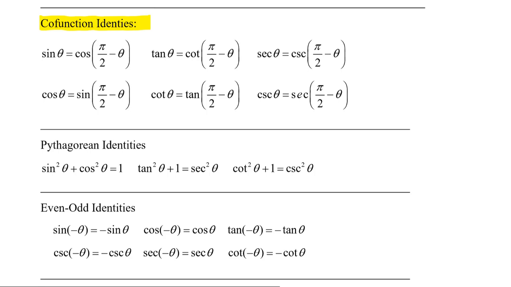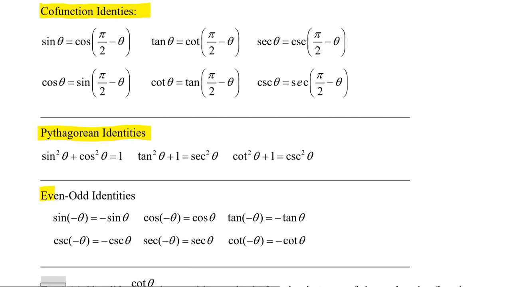We've learned the Pythagorean identities, the basic one, sine squared plus cosine squared equals 1, and the other two, the one that relates tangent squared to secant squared, and cotangent squared can be related to cosecant squared.